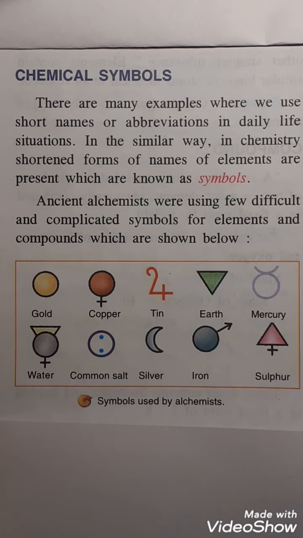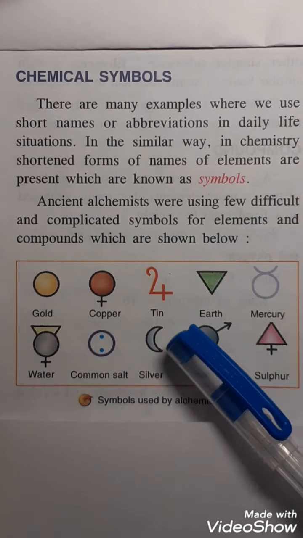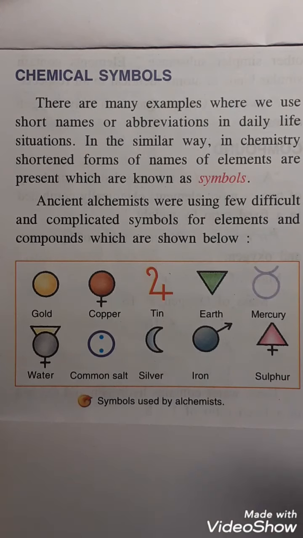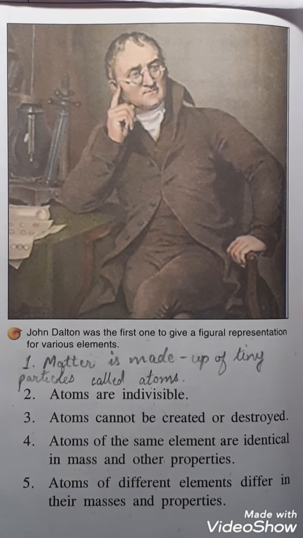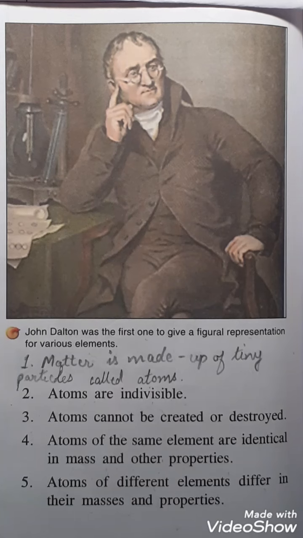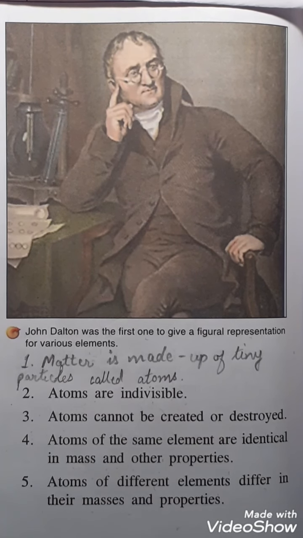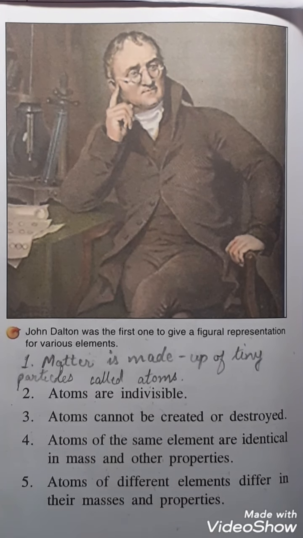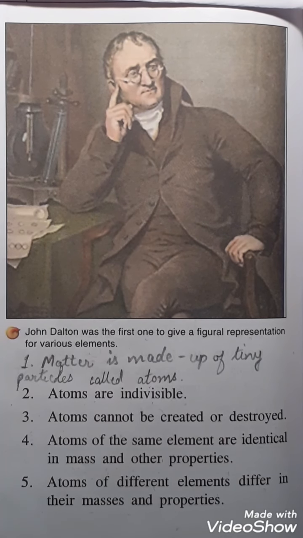You can see here gold, copper, tin, earth, mercury, water, common salt, silver, iron and sulfur. These were the symbols which were used for these elements and compounds. An Englishman named John Dalton invented symbols for the atoms of the elements. He was the first one to give a figural representation for various elements. He used very simple figures to represent the elements, like circles, circle with dots, etc.